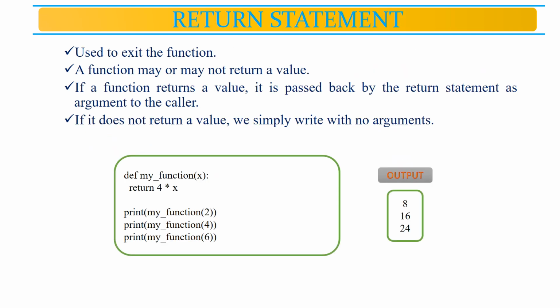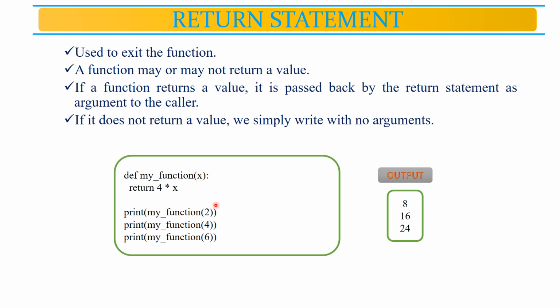The next one is the return statement. It is used to exit the function. The function may or may not return a value. If the function returns a value, it is passed back by the return statement as an argument to the caller. If it does not return a value, we simply write return with no argument.